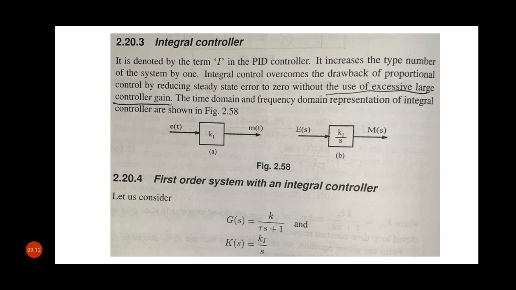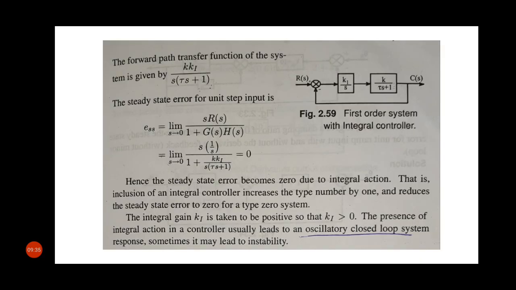Now take a first order system with an integral controller, and let us consider the process G(s) equal to K divided by (tau s plus 1), and the controller K(s) equal to Ki by S. Now the forward path transfer function of the system is given by K Ki divided by S times (tau s plus 1).